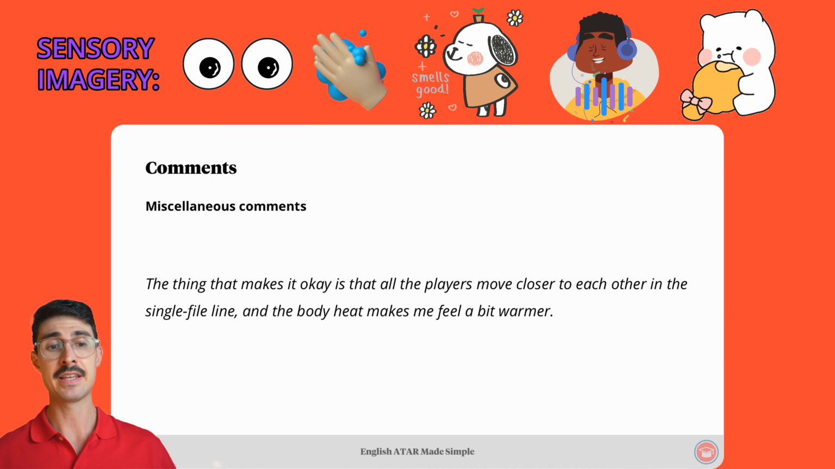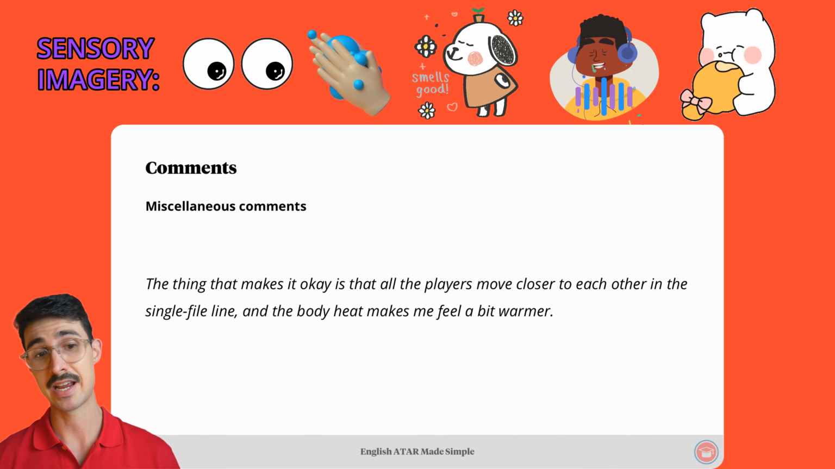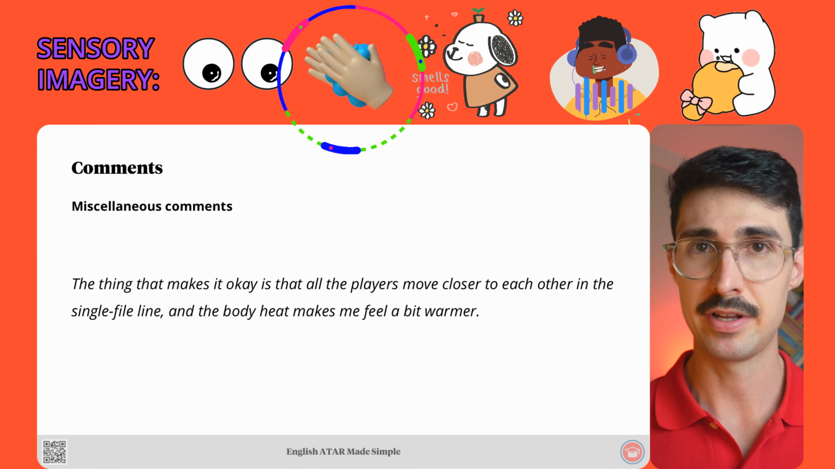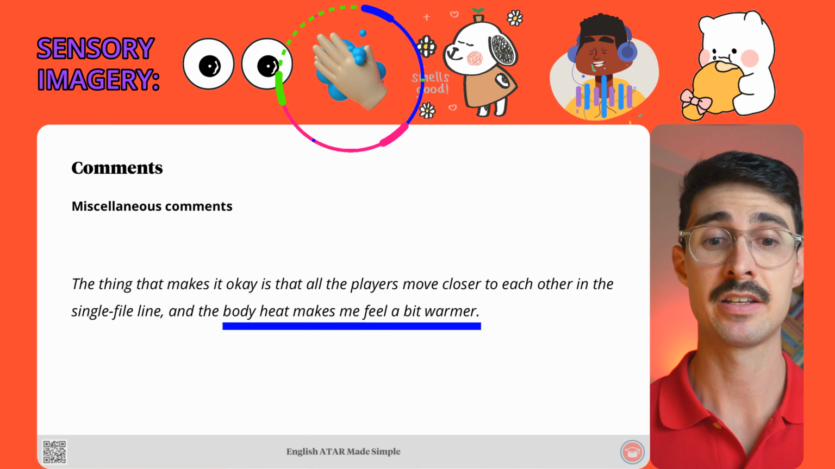The thing that makes it okay is that all the players move closer to each other in the single file line and the body heat makes me feel a bit warmer. This is an example of tactile imagery. You can't help but imagine what that body heat would feel like if you were in this situation.